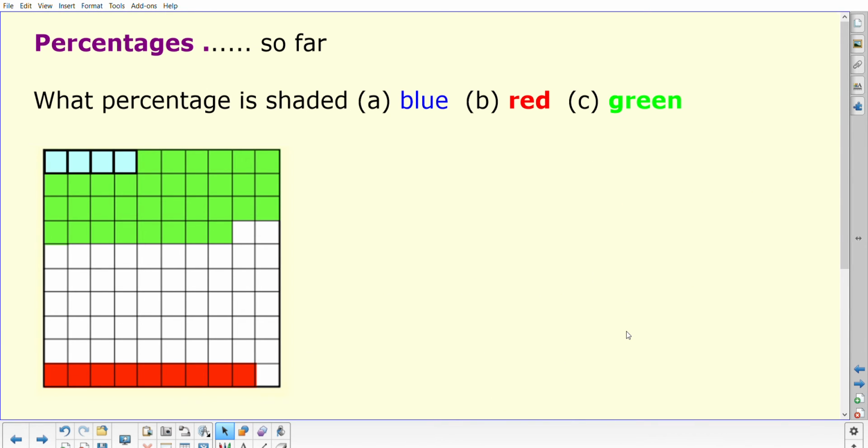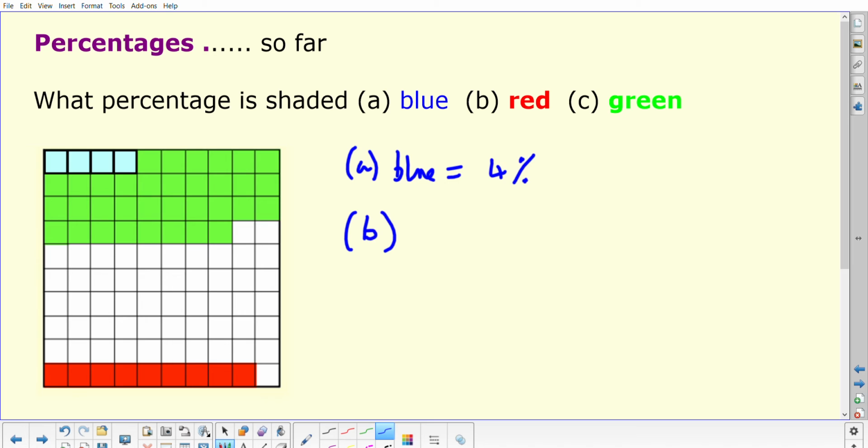We also had a little look at the kind of questions you had to do: what percentage is shaded? Here, what percentage would be shaded blue? You would simply count, there are 100 squares in total. You can see we've got 4 blue ones, so that would simply be 4%, because it's 4 out of 100.